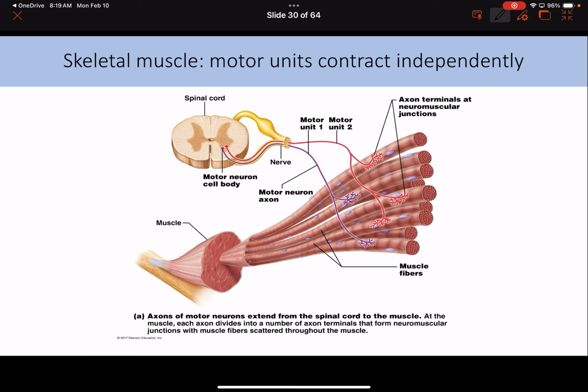And then skeletal muscle, again, the motor units contract independently. So with skeletal muscle cells, they must have a motor neuron for stimulation or contraction. They cannot work without having that acetylcholine release.